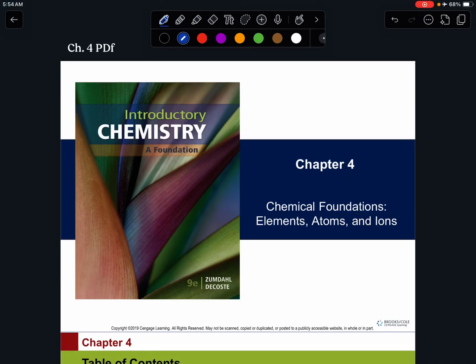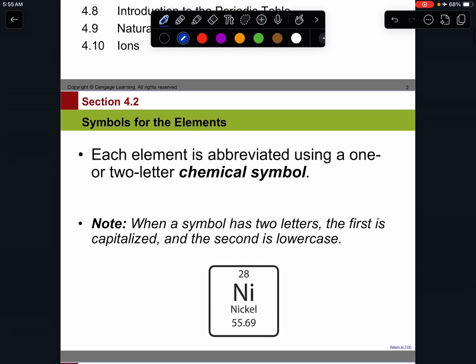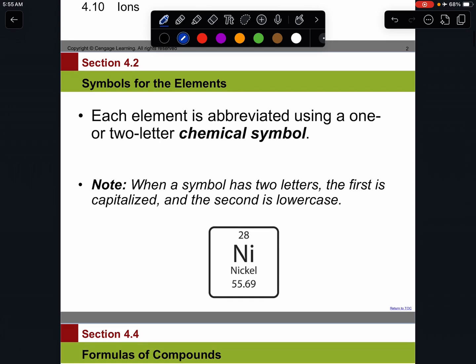We're going to start chapter 4 today, which is all about the atom. When we're talking about atoms, we have to get used to using their chemical symbols and using the periodic table to figure out information about them.